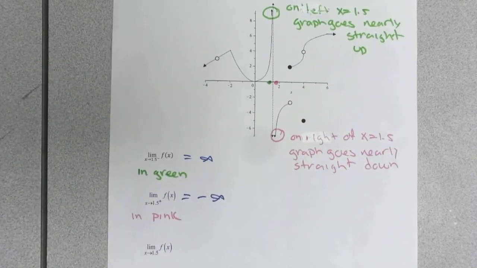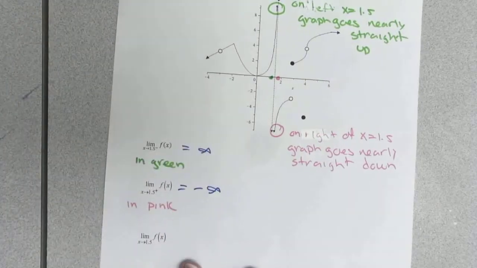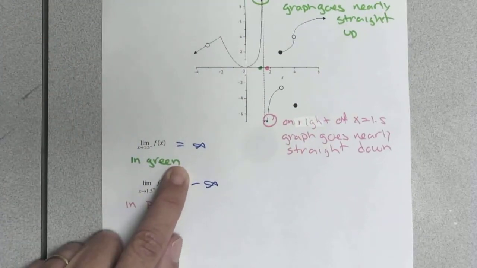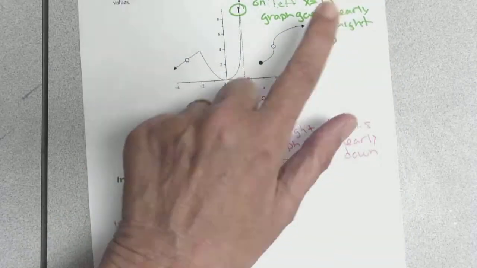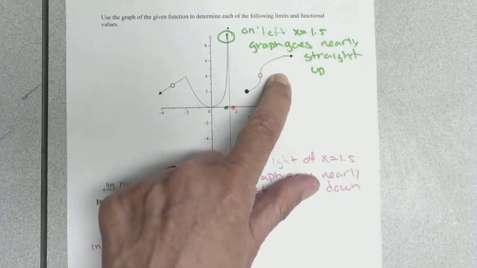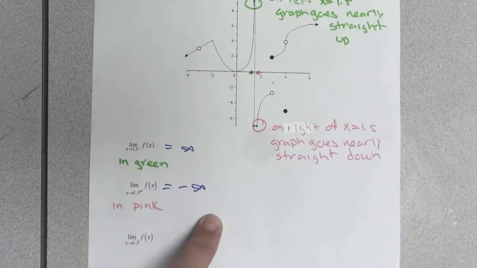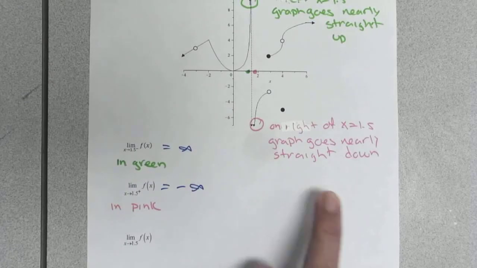And again, one of the things we're trying to get at here is the relationship between graphs and limits. If you know the graph, you can find the limits. If you know the limits, you can predict what the graph is going to do. This limit right here, the limit as x approaches 1.5 from the left being infinity, would have told me on the left the graph is going nearly straight up. Knowing this one, that as we approach x equals 1.5 from the right, it's negative infinity, would tell me that the graph has to be going nearly straight down.